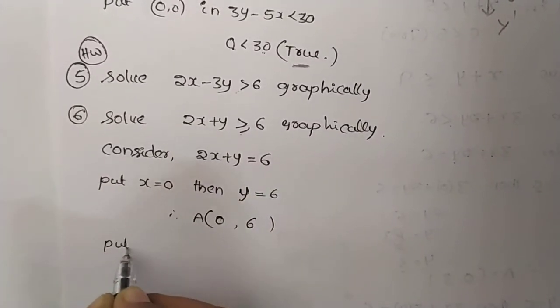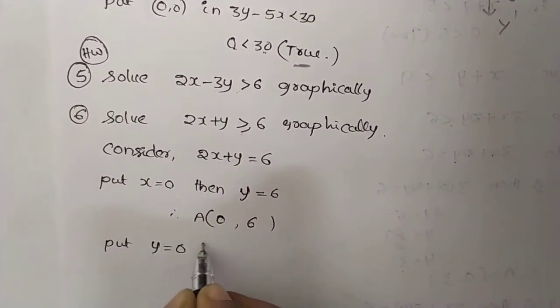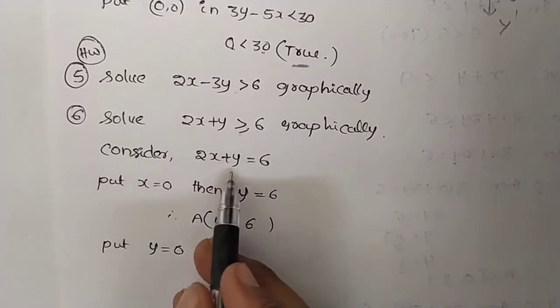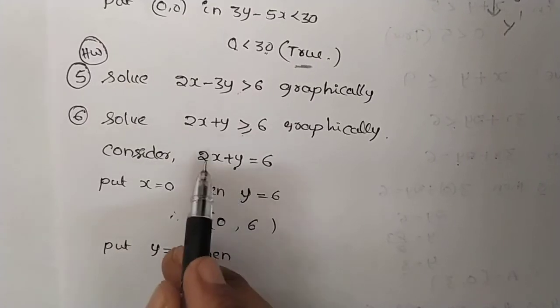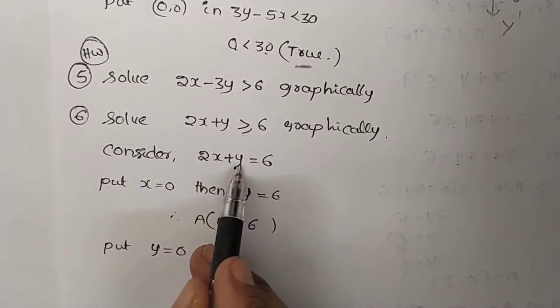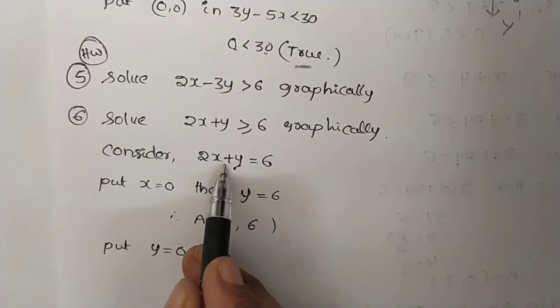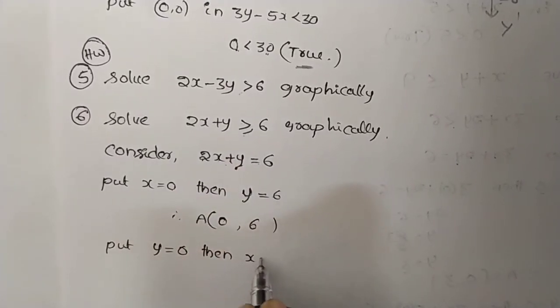Next, similarly put y equals 0. If we put 0 in place of y, what will we get? 2x plus 0 is 2x. 2x equals 6, then x equals 3.